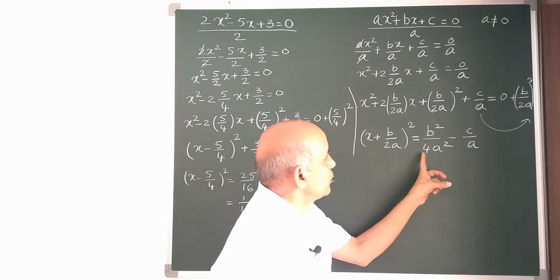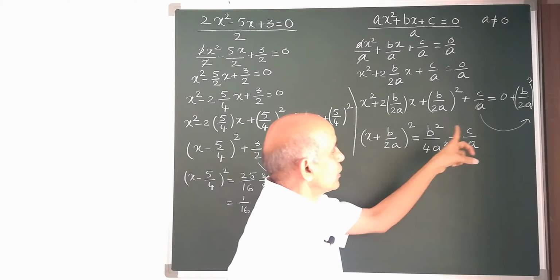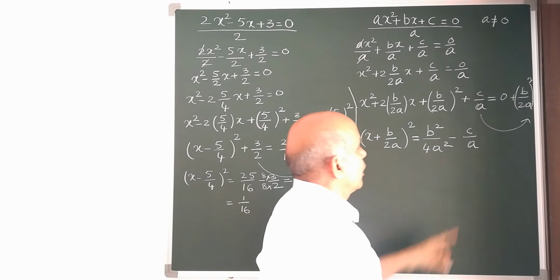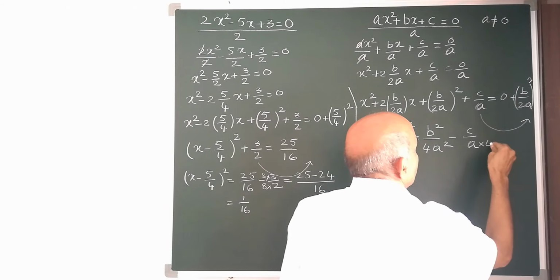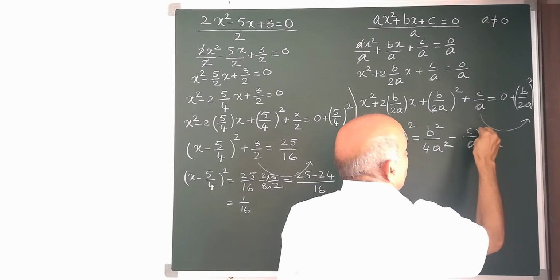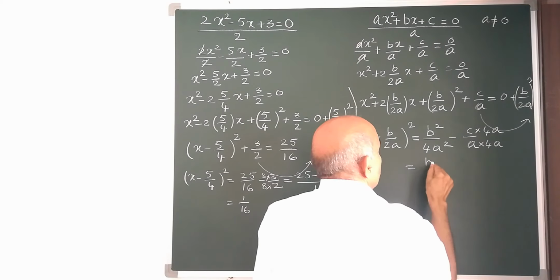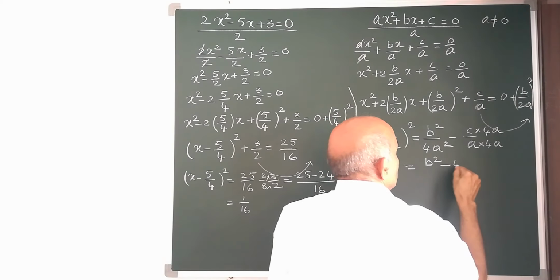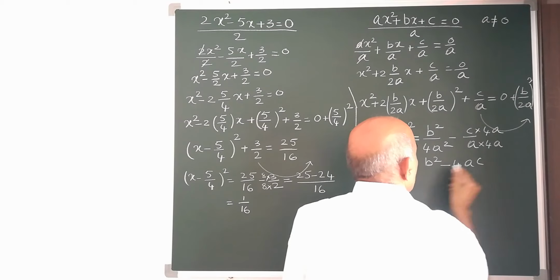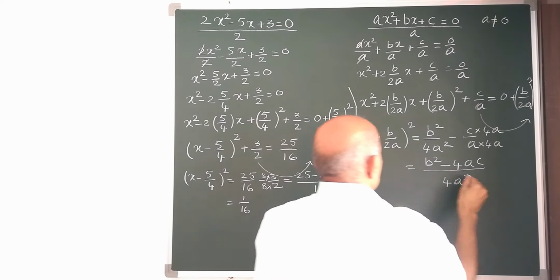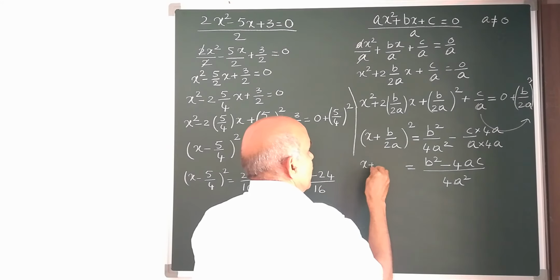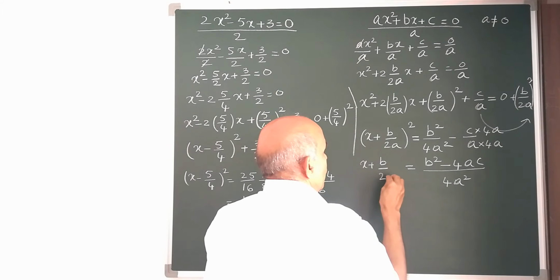Now here the denominator is 4a square. To make this denominator also 4a square, we will multiply with 4a. So numerator also should be multiplied with 4a. So this becomes b square minus 4ac, whole divided by 4a square, is equal to x plus b by 2a whole square.